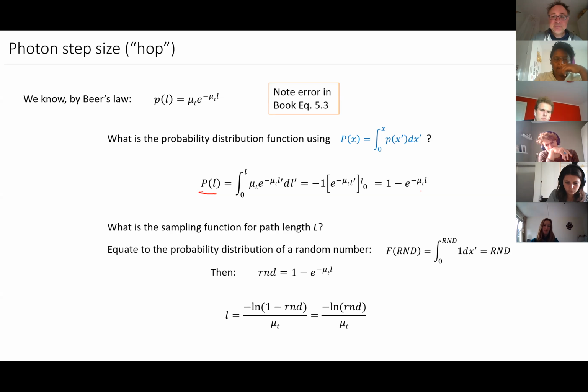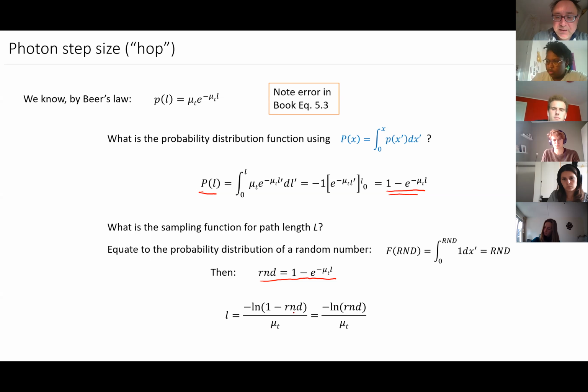So we equate this part to a random number, which gives us this equation, and then we need to invert that and solve to get L. In this case, move the 1 to the other side, take the natural logarithm and divide by minus mu t, which gives us this expression.